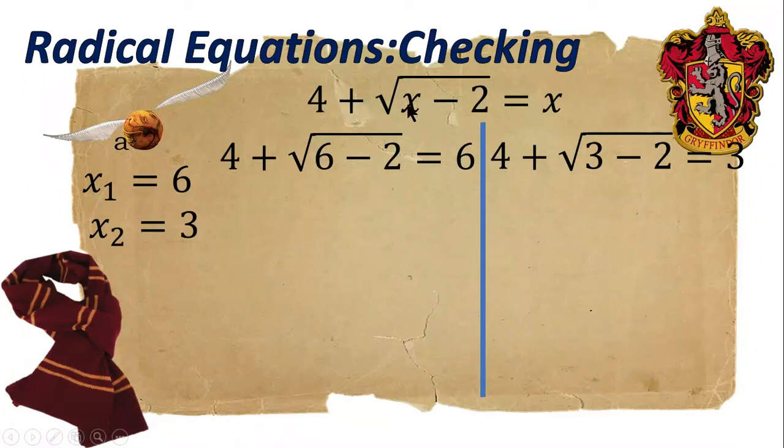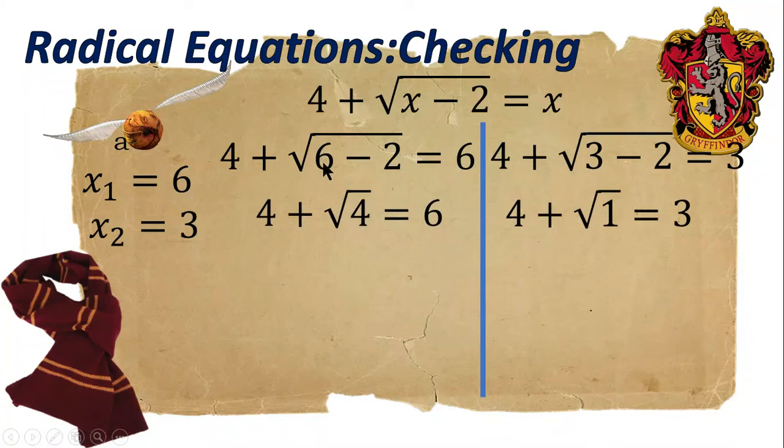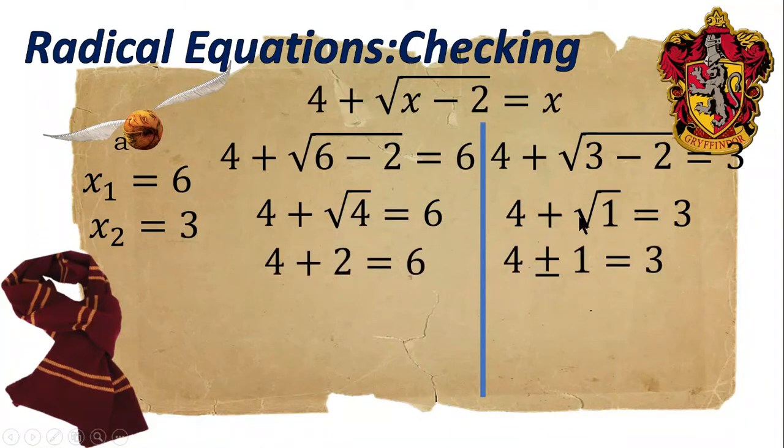So x will be 6, and then x here will be 6, and then the other side is 3 and then 3. Okay, I subtract this. 6 minus 2 will be 4, and then here 3 minus 2 will be 1, and then the square root of 4 is 2, and then the square root of 1 is positive or negative 1.